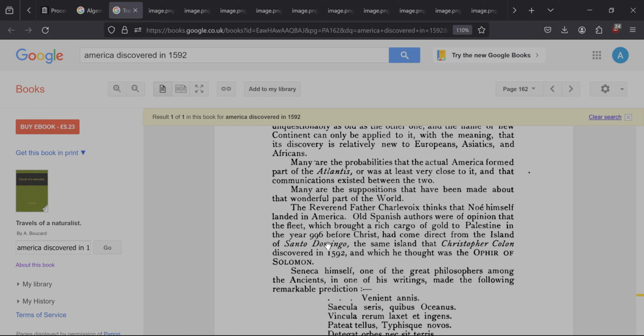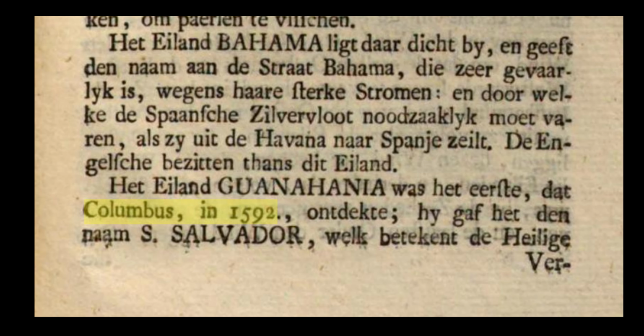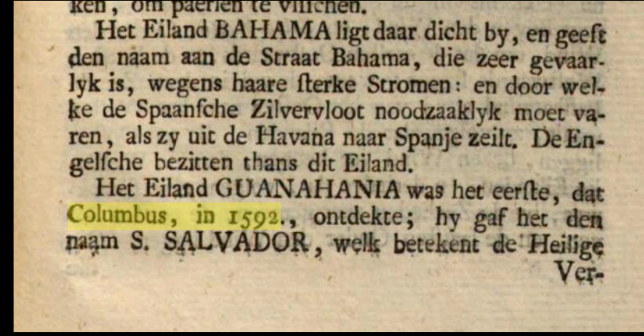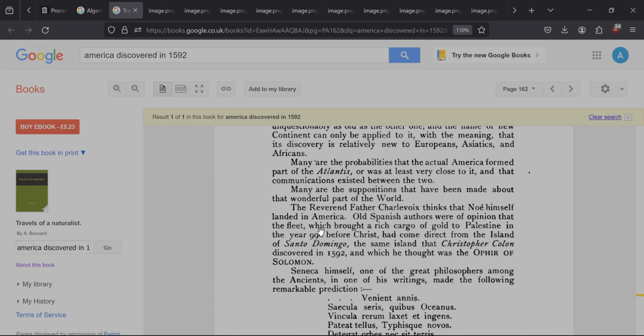So Santo Domingo, notice how they've all been independent islands as well, different places. They say discovered by Christopher Columbus in 1592, this island was discovered by Christopher Columbus. It's very specific. There's got to be truth in it.